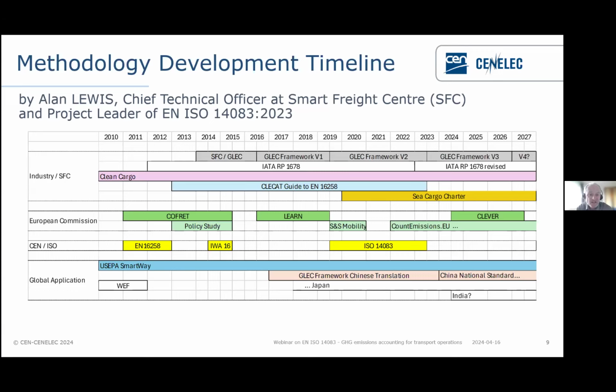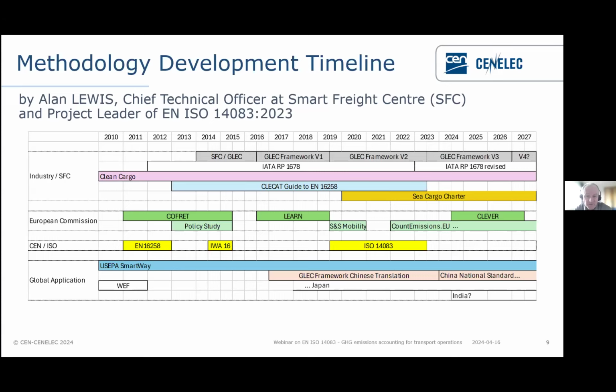In the standardization area, the first standard for transport greenhouse gas calculation and reporting was the previous EN 16258, which was developed and published in 2012.